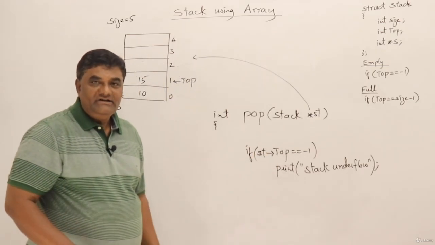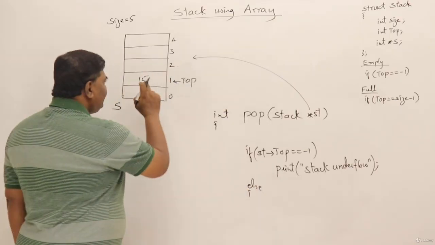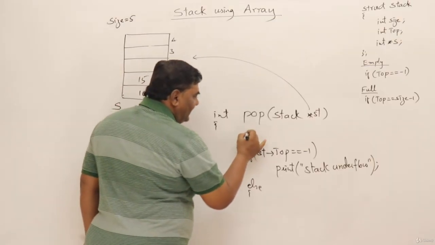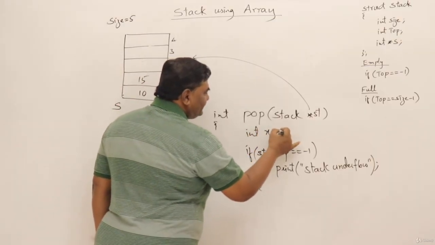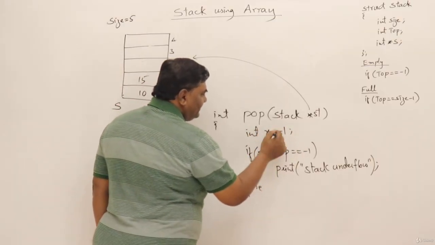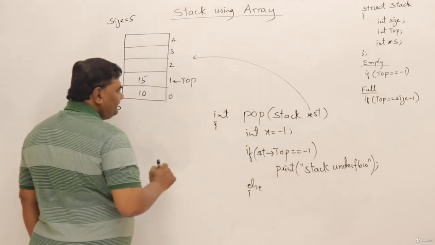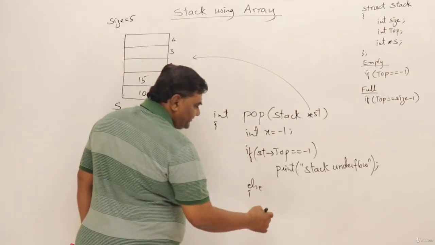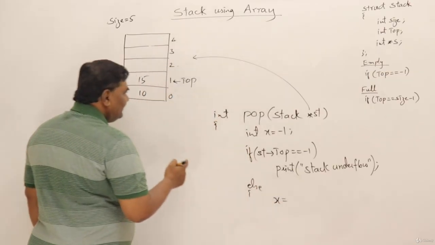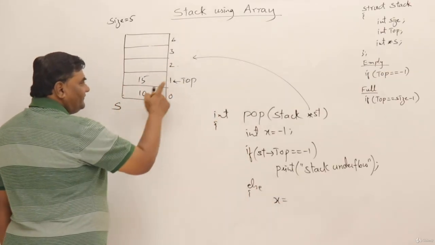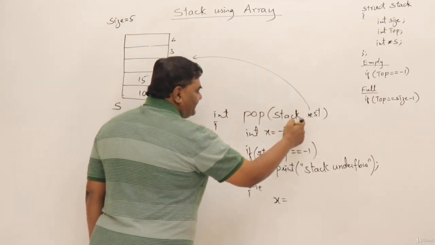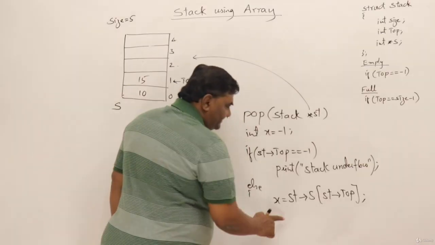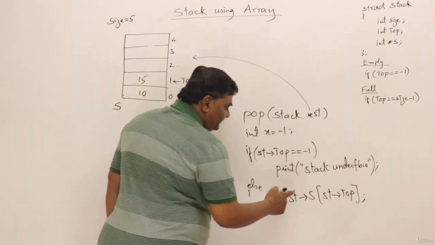Else, what do I have to do for deleting? Else, take out the value from this place, s of top. For that, I will declare one variable x and also initialize it with -1. Why -1? I will show you. Now I will take out this value 15 and store it in x. So x is assigned s of top, but both of these members can be accessed using the pointer. So I have to say st->s, then st->top. So this is st->s and st->top. The value is taken in x.